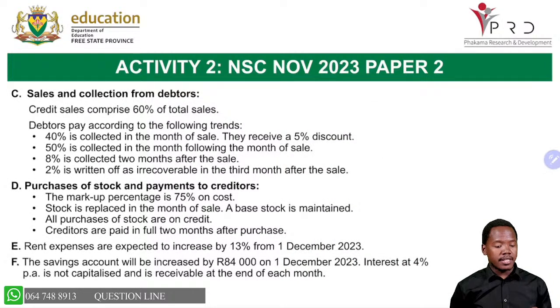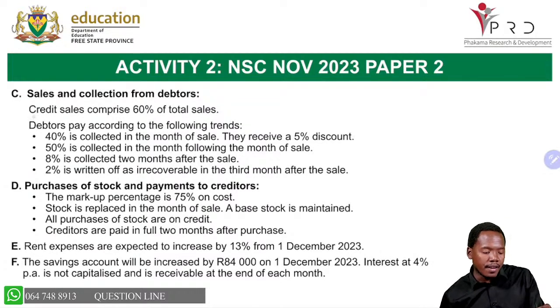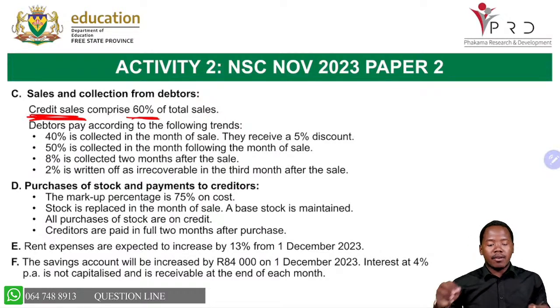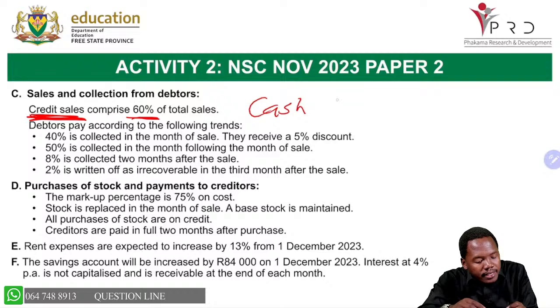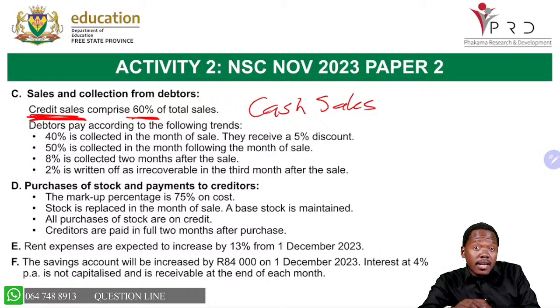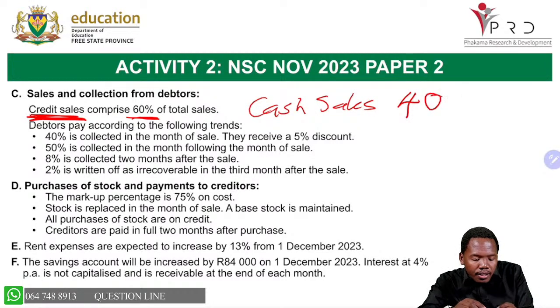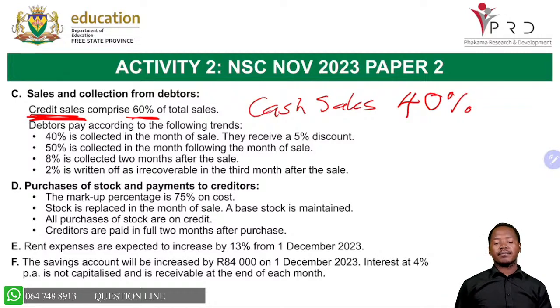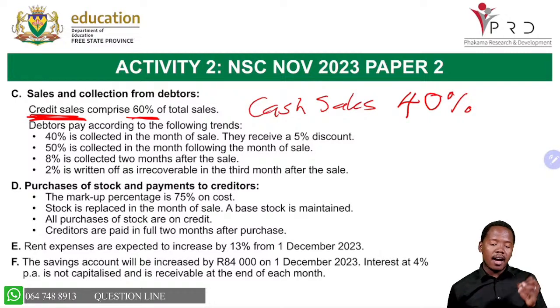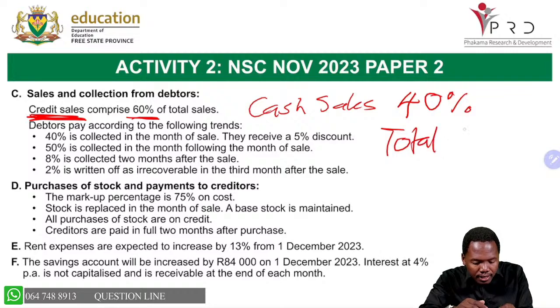And then information C, it's about the collection pattern that we collect 40% in the same month, 50% second month, 8% in the third month, and then 2% we write off. Very important, credit sales are only 60%. What is the percentage of cash sales? Yes, you got it right. It's 40%. Meaning total sales will be 100%.